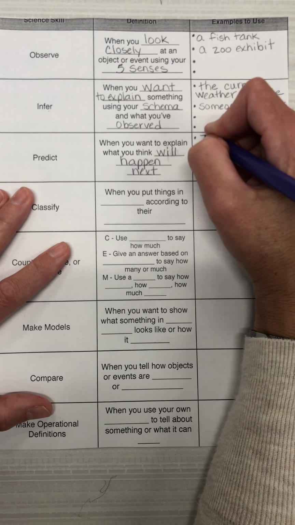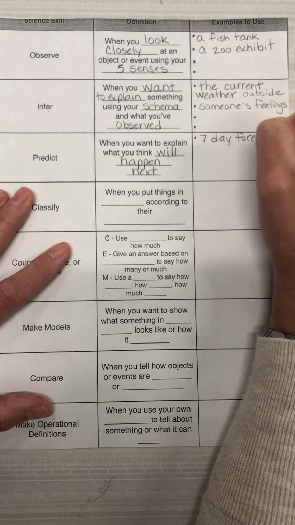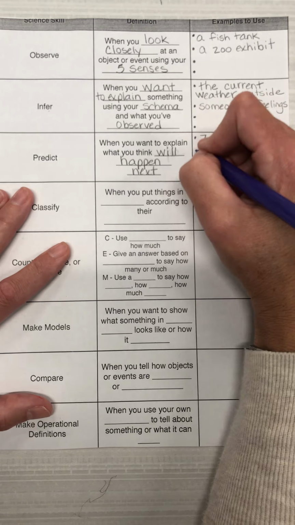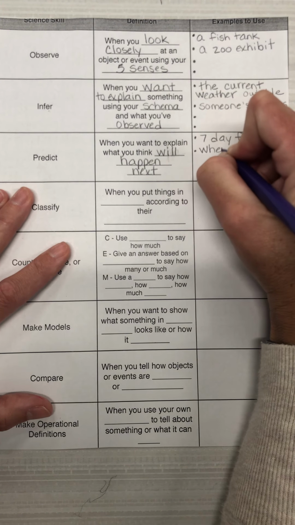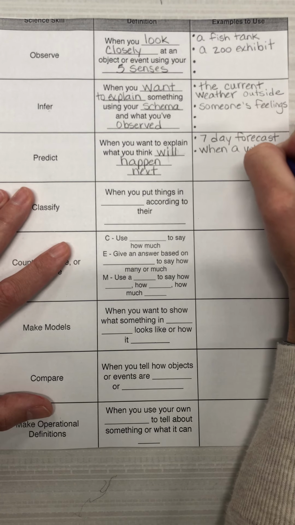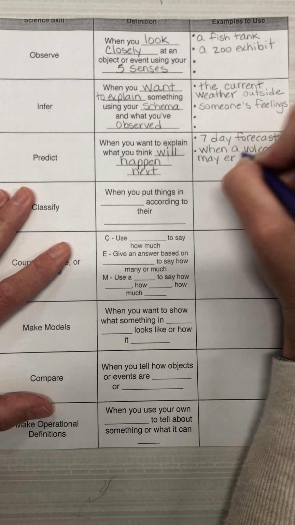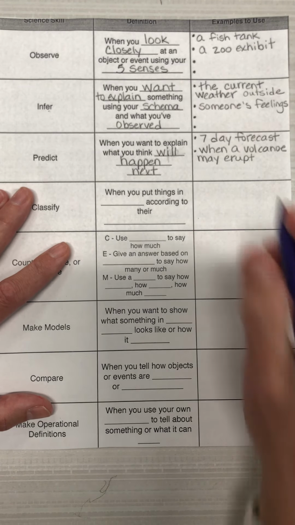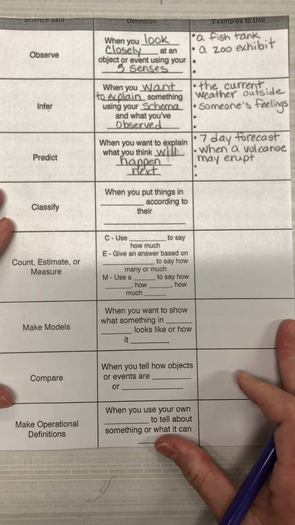Meteorologists predict the 7-day forecast. They make a good guess at what the weather will be like for the week. Some scientists need to predict when a volcano may erupt. Or where we live, perhaps when a hurricane or where a hurricane will hit. You think of 2 more things that you think scientists may predict about the world around them.